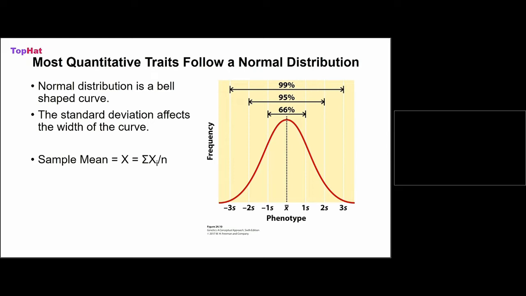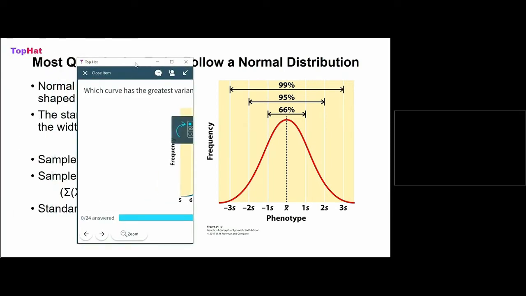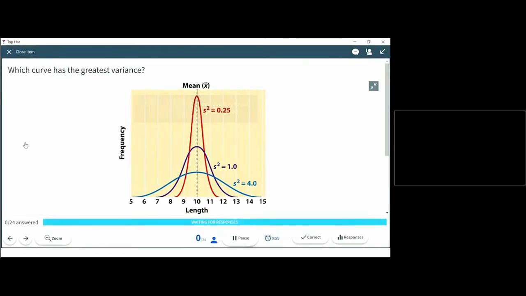So the mean is just the average. The variance, you can calculate of a population. I'm not going to ever ask you to calculate a variance or a standard deviation. I would give that to you. The important thing to know, the variance is the square of the standard deviation. And the variance, this is what the term looks like. Standard deviation, in this case, is S. So if you looked at these 3 curves here, which curve has the greatest or largest variance?